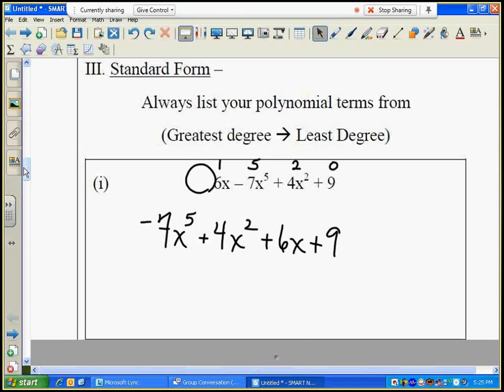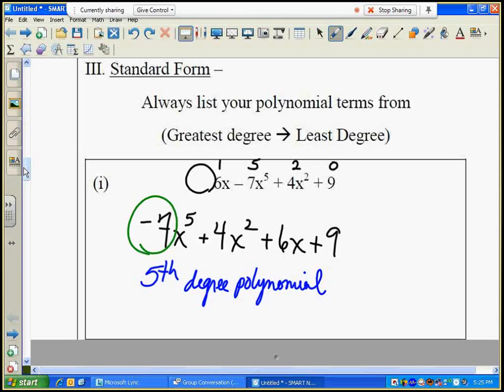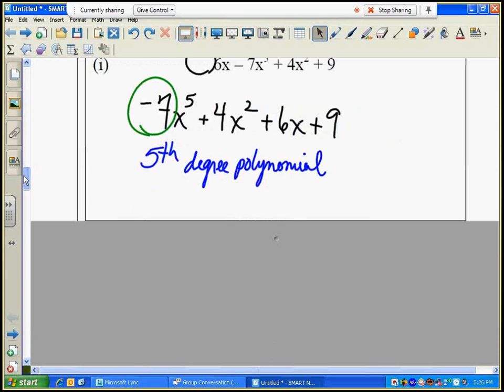And we can also go ahead and classify it as a 5th degree polynomial. This is now written in standard form with a leading coefficient, that is the first number, of negative 7. Okay, let's do the next example.